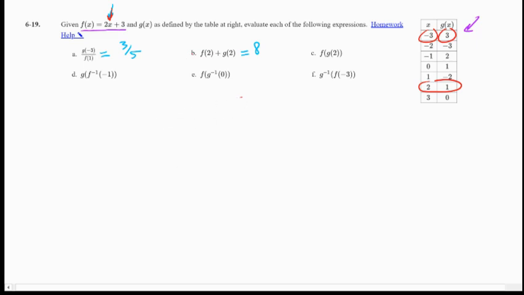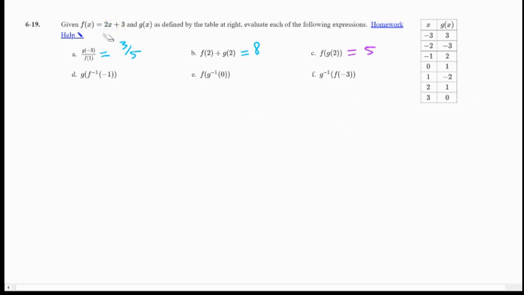Next one here, f of g of 2. So first things first, I'm going to work inside out. So g of 2 is equal to 1. So I'm really saying f of 1. And when I plug in 1 into my original equation up here, 2 times 1 is 2 plus 3, which is equal to 5.